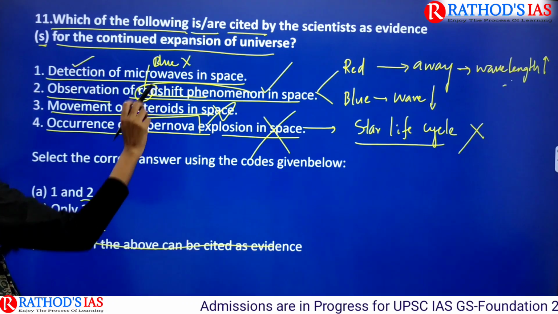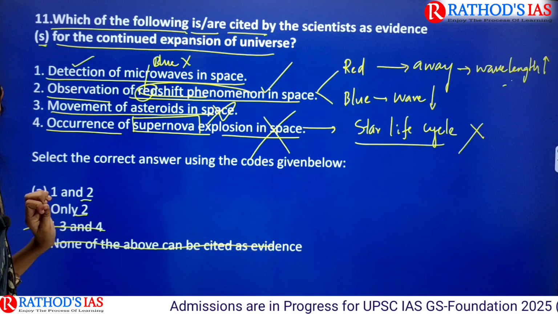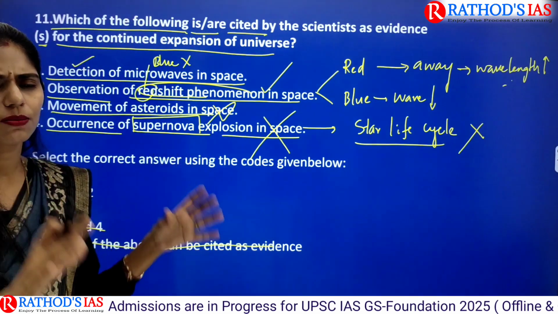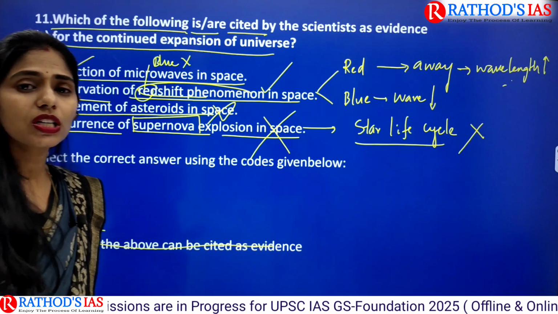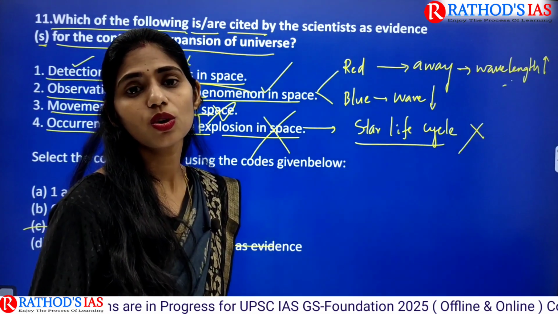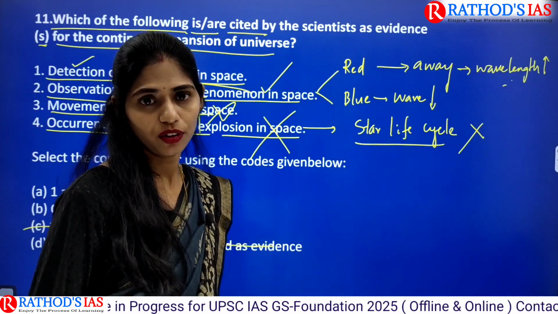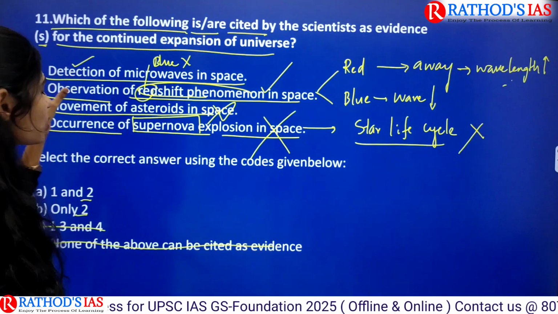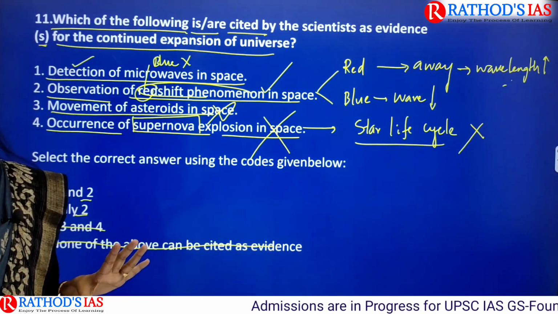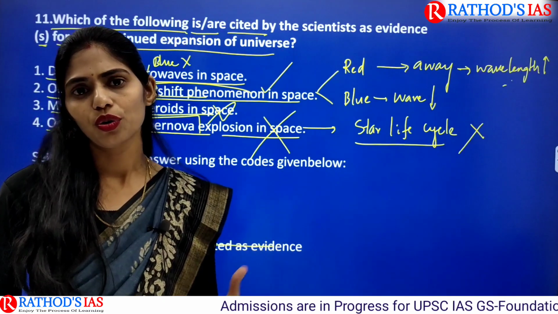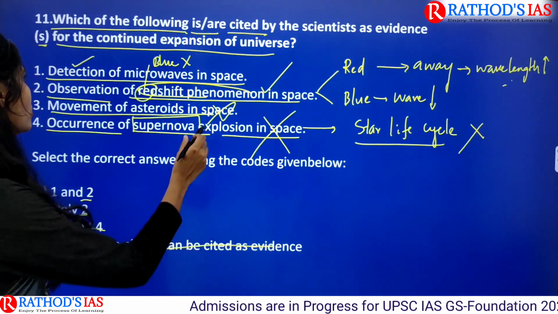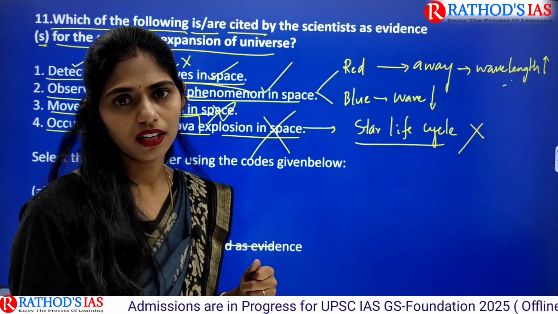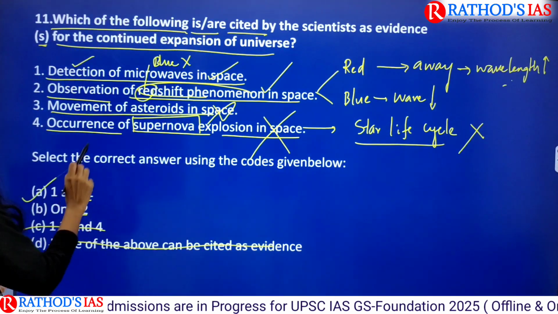And detection of microwaves in space: yes, if you use a telescope, you can see a light background glow. It is because of these microwaves, and it is called the cosmic microwave background. You will read this concept in your science and technology. It is also an important reason which says that yes, the universe is expanding. So the correct answer is A, 1 and 2.